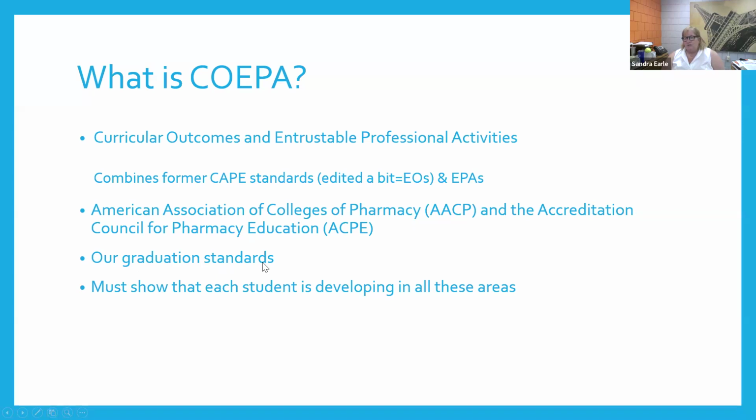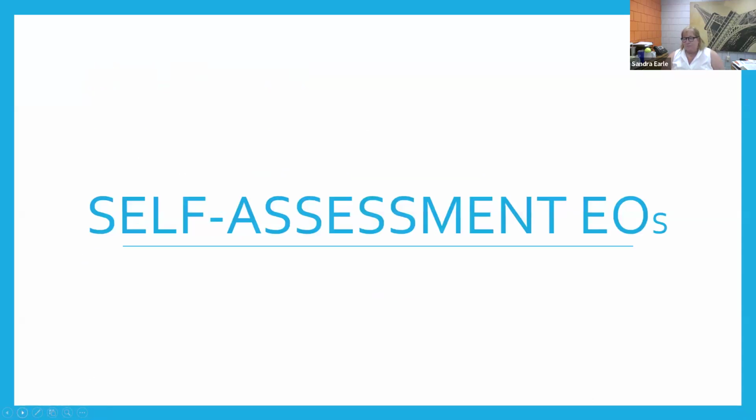These are our graduation standards. These curricular outcomes or educational outcomes are our graduation standards. And we must show that each student is developing in all the areas. The way we show that is by having you do your self-evaluation and talking it through with your advisor.